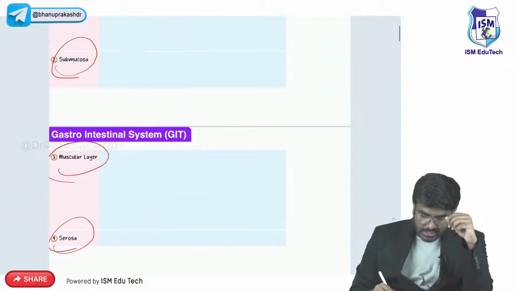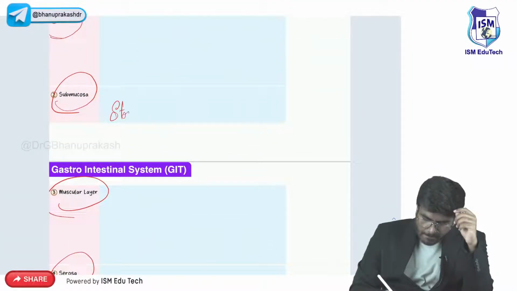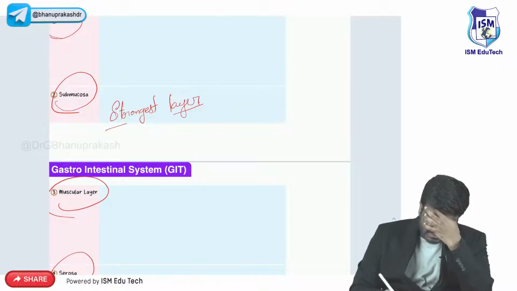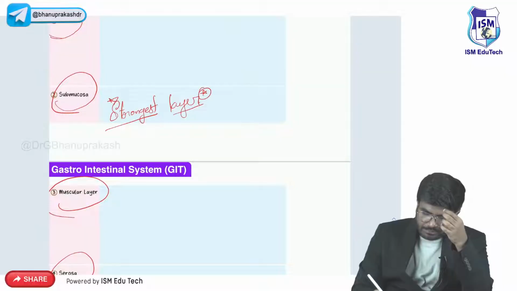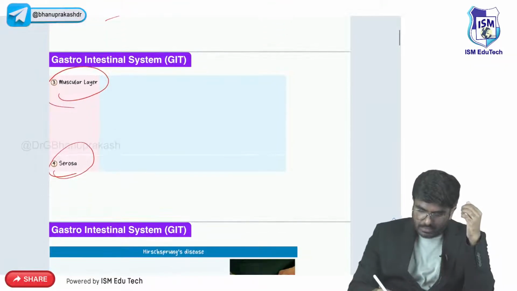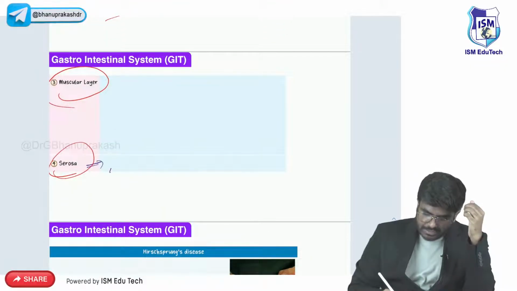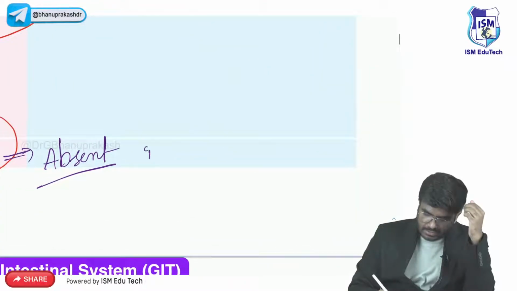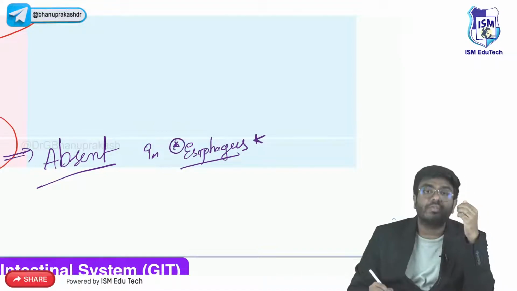Which layer is the strongest layer? Submucosa is the strongest layer. Okay, the submucosa is the strongest layer in the GIT. Okay. Next, serosa. Serosa is absent in which layer? Serosa is absent in the esophagus. Okay, serosa is absent in the esophagus.